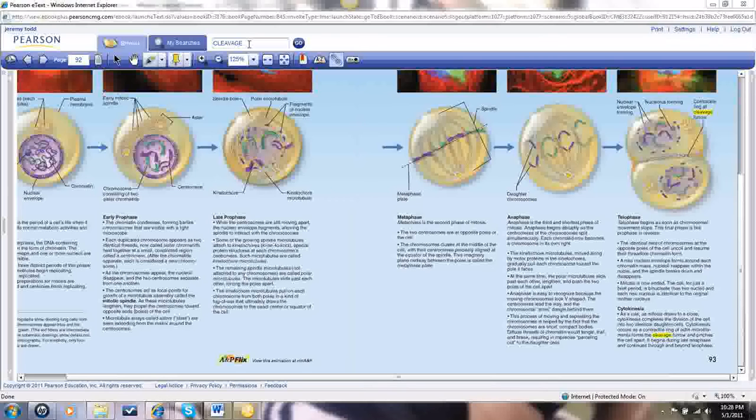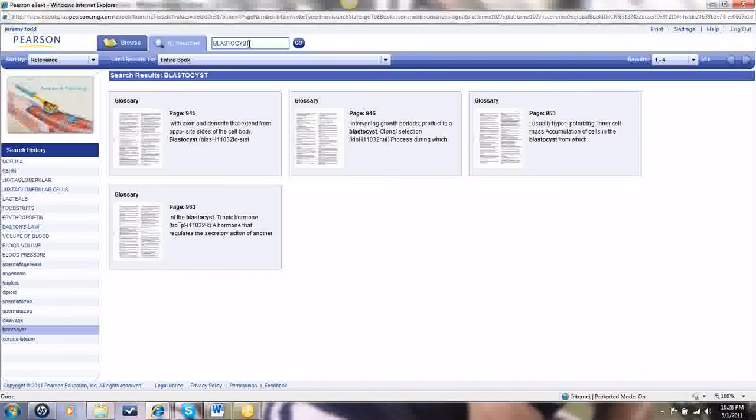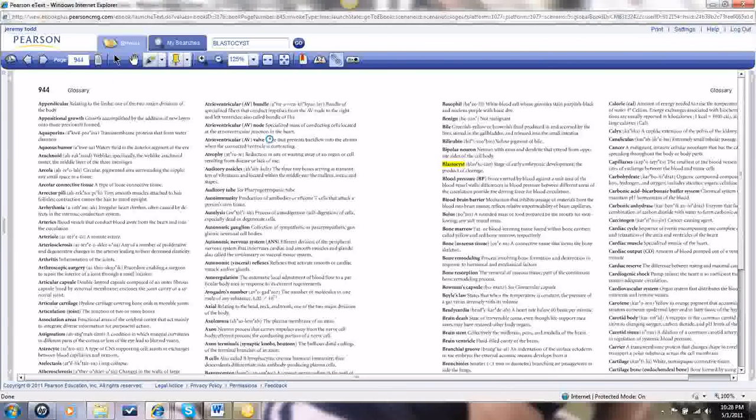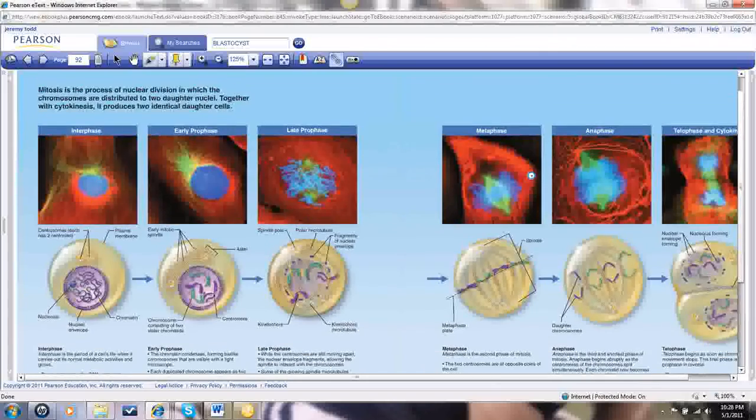And then, what did the blastocyst say? The blastocyst was a stage of early embryonic development, the product of cleavage. So this blastocyst is evidently the stage right before the zygote. Okay, now I get it.